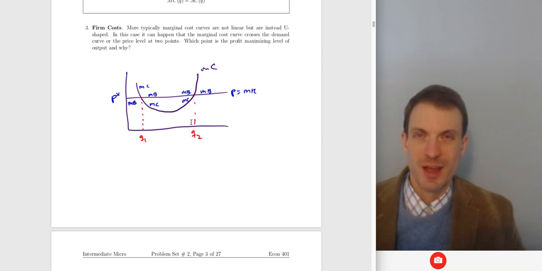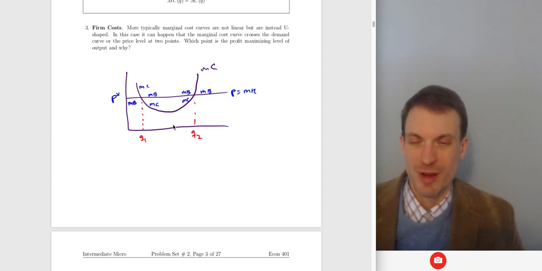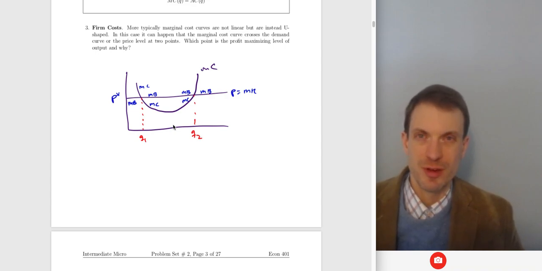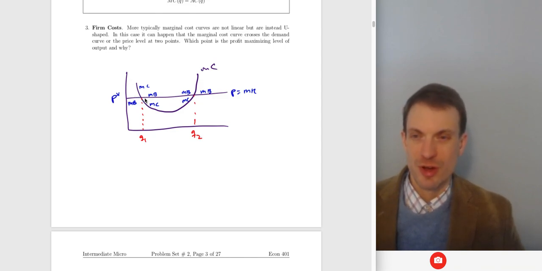So that'd be like the non-calculus way to show this. Just compare at the different quantities where marginal benefit exceeds marginal cost. Whenever marginal benefit is bigger than marginal cost, you do more of the activity. In this case, marginal benefit is marginal revenue, the price. If price is bigger than marginal cost, you produce more.